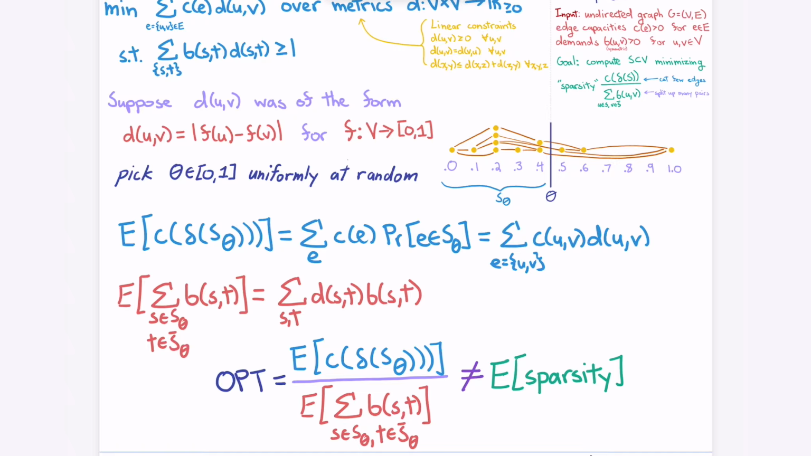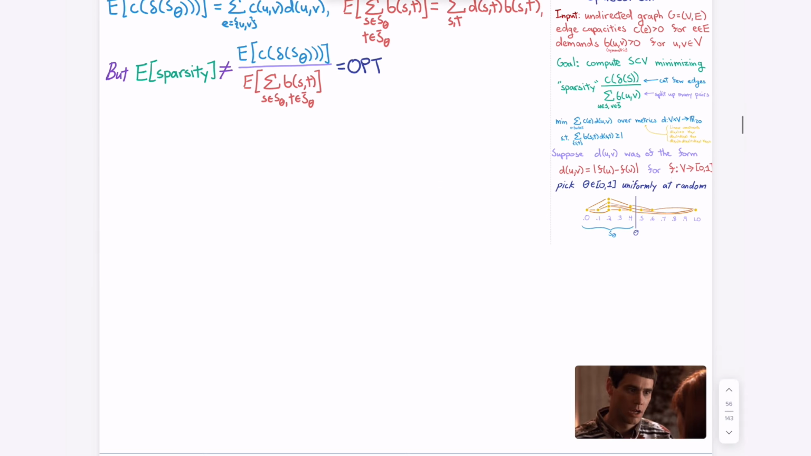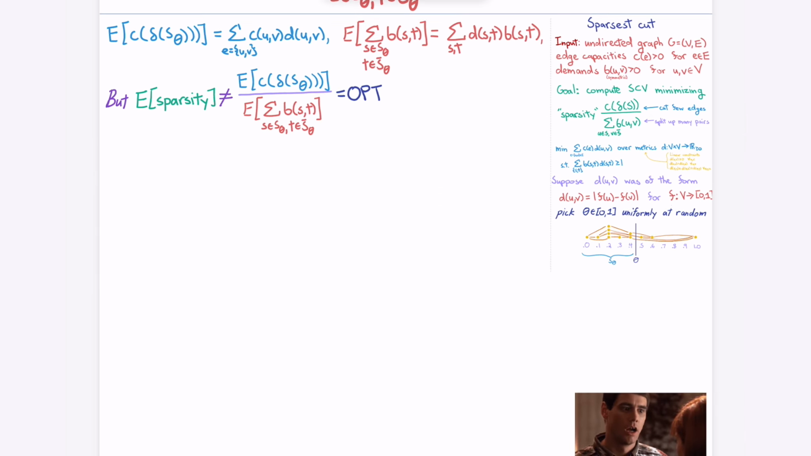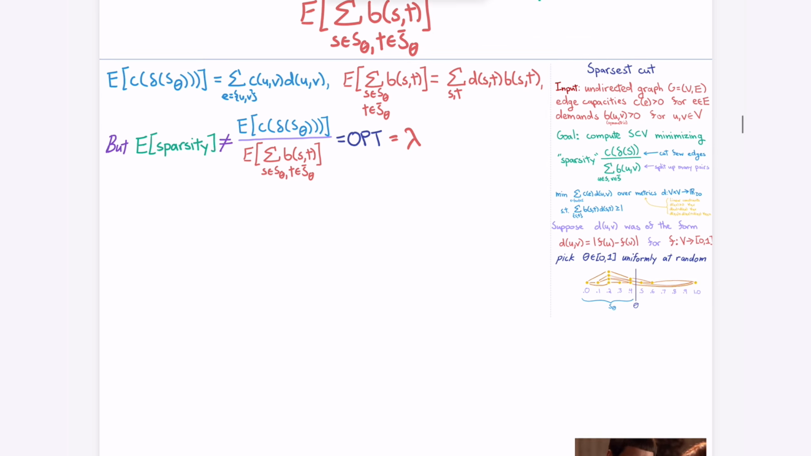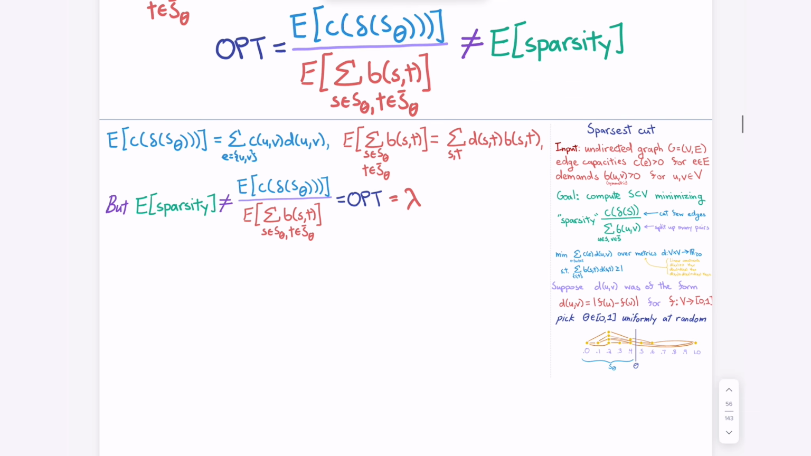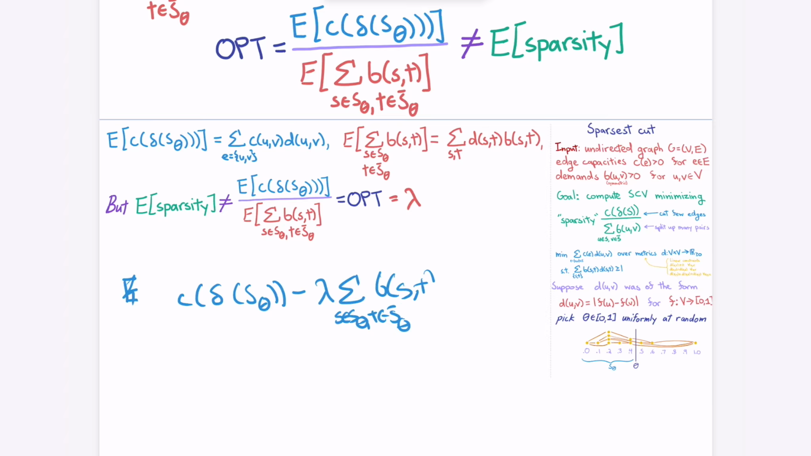Okay, so how do we flatten this out? We only need this in the analysis. Suppose I call this lambda. Now let's look at C delta S theta: the number of edges we cut minus lambda times the sum over all the pairs that we cut, the D of S, T. So at some level I've just flattened it out.